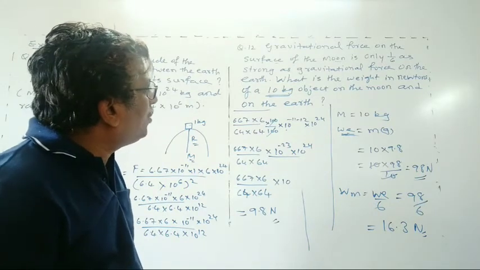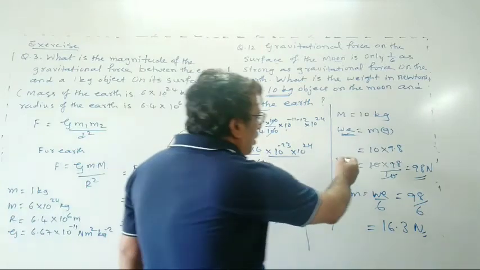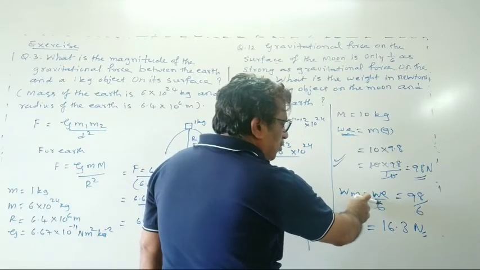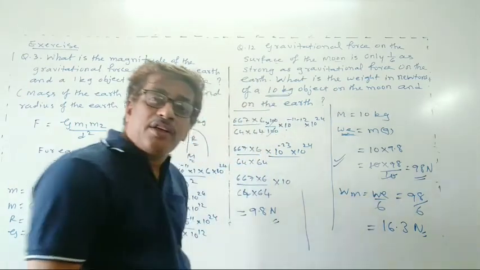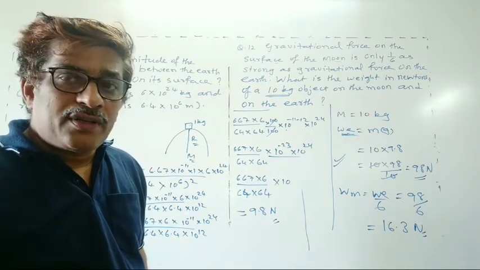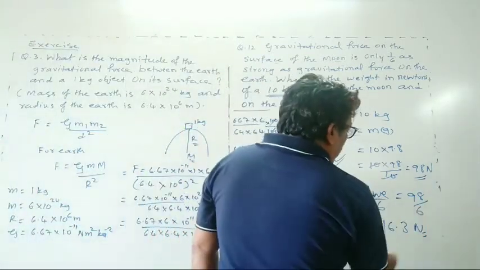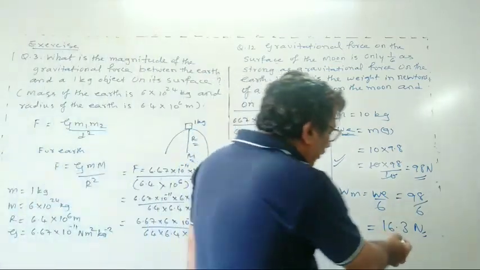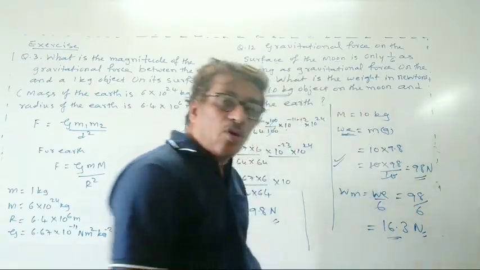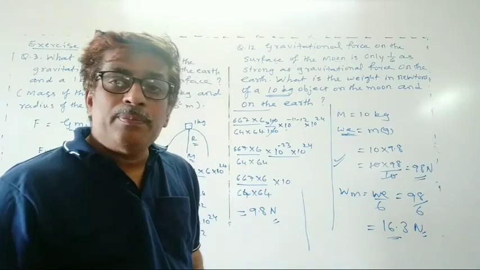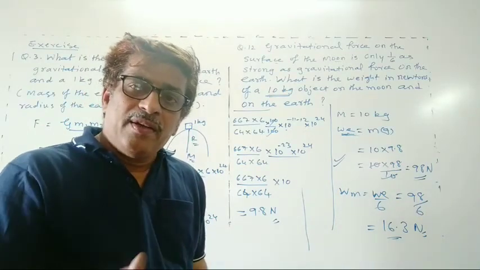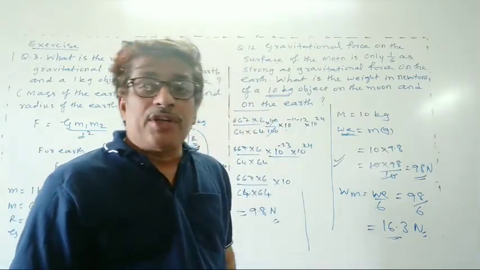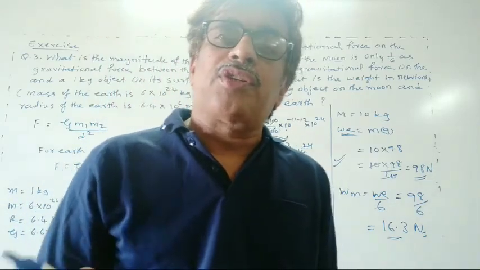And then the next question is asked: what is the weight in Newtons of a 10 kg object on the moon as well as on the earth? So on the earth we have to know, and on the moon we have to know. On the moon, weight on the moon is equal to weight on the earth divided by 6. Then 98 upon 6, you do the division, and you will get the decimal answer 16.3 Newton. Why? Because the unit of force is Newton.